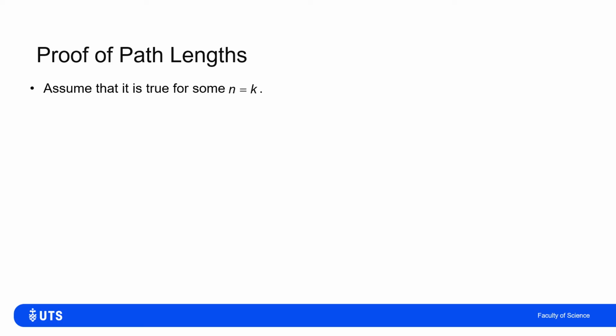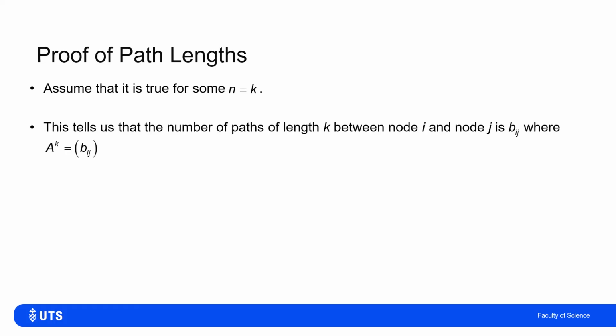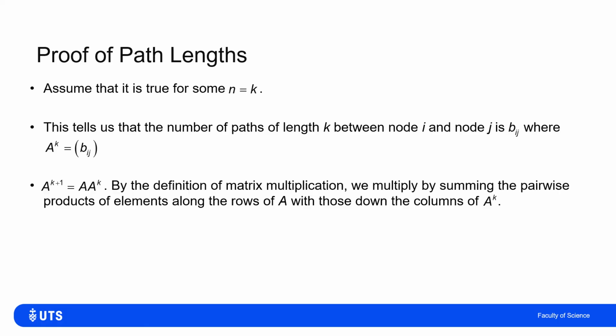So for my inductive proof, I just assume it's true for some n equals k, and then I define the matrix B to be A to the k, so the ijth element in matrix B is just the ijth element of A to the k. And this tells us that the number of paths of length k between i and j is this b_ij. So I want to consider path lengths of k plus 1. I'd need to work out A to the k plus 1, which is just A times A to the k.